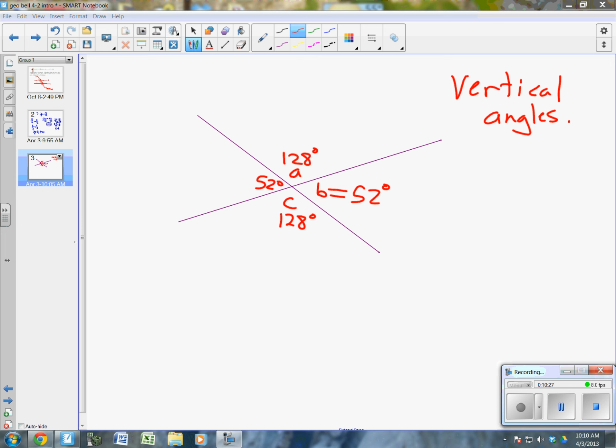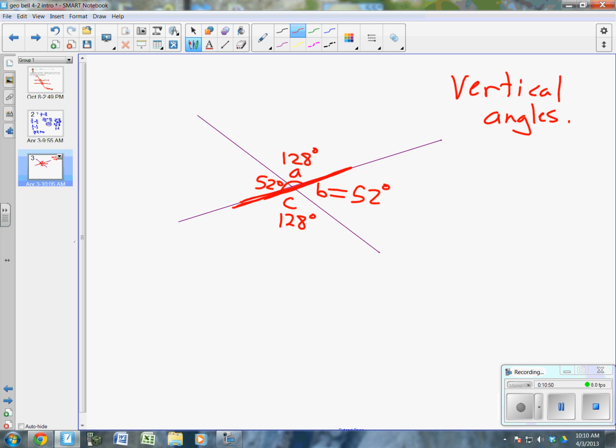If you notice right here, this line is a straight line, right? Which, by the way, I don't care which way you get it. That's excellent if you can think of something like that. This is a straight line. That means this angle and this angle have to add up to how much? 180. Do you see that? So it's a little bit faster. All you have to do is subtract 52 from 180, and you'll get 128.